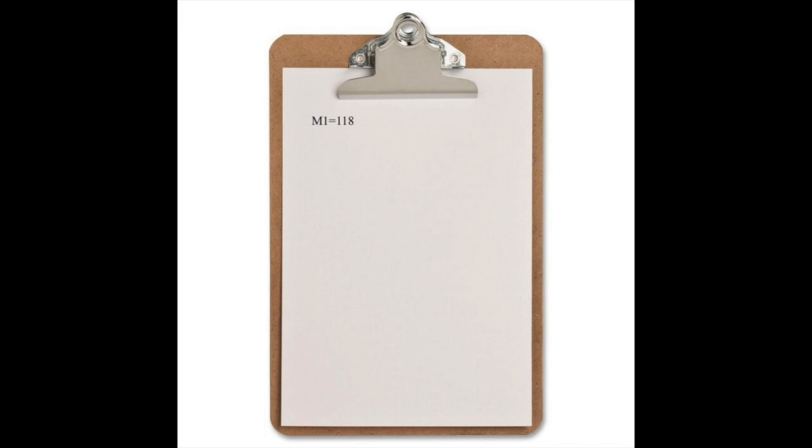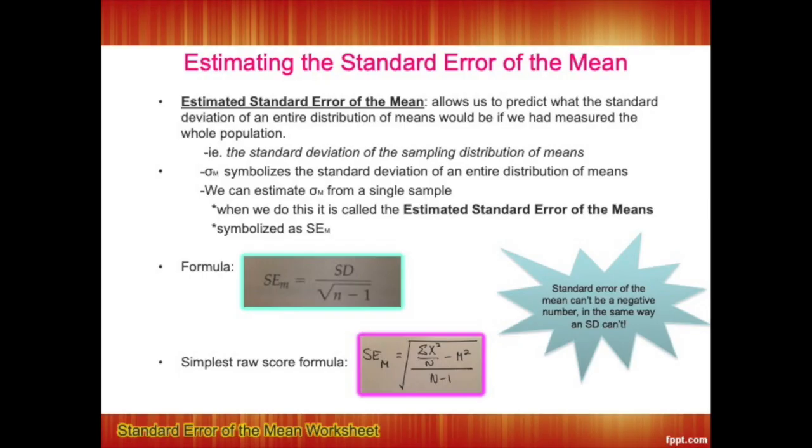When we do this, it's called the estimated standard error of the mean, and it's symbolized as SE with a subscript capital M. The formula that we're going to use for the standard error of the mean is the highlighted one on top if you are given the standard deviation in your data set or in the word problem on your quizzes or homeworks. So if you're given the research hypothesis and then the standard deviation, you would just use the formula highlighted in this minty green color. The bottom one, which says simplest raw score formula, is the one you use if you are not given the standard deviation in your word problem.